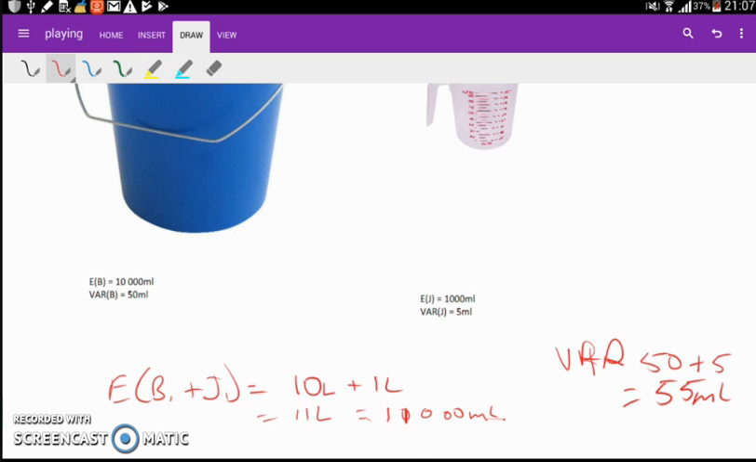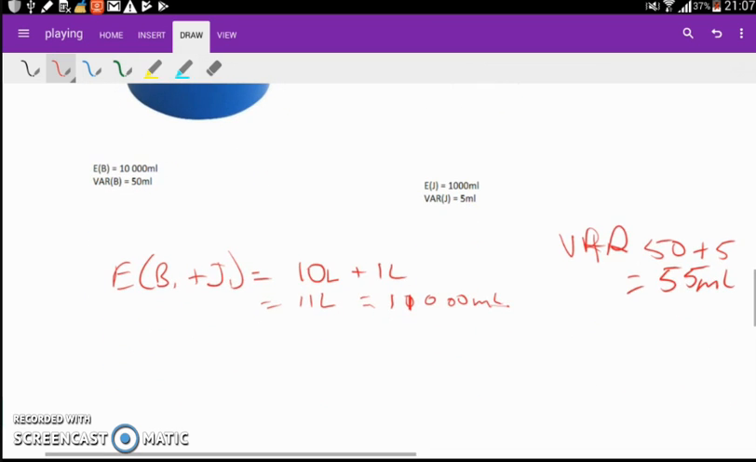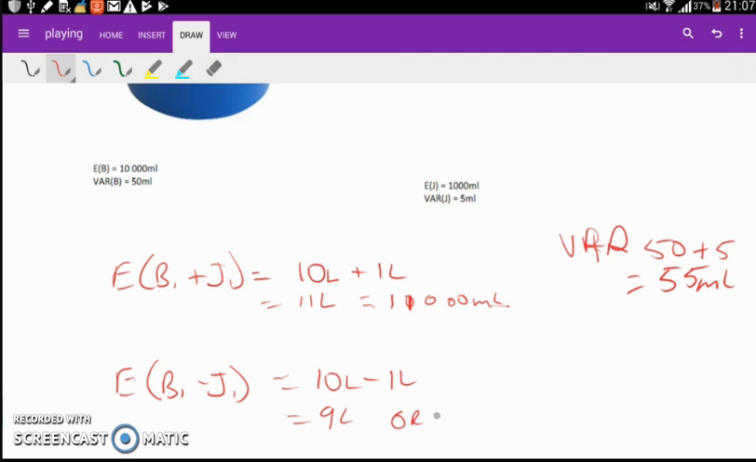Righty-ho, but what about if we're subtracting? Expected value easy. Expected value of the bucket minus the jug, well, 10 litres, and if we take out a litre, we expect it to be 9 litres, or 9,000 millilitres. But I want to show you that the variance is still added.